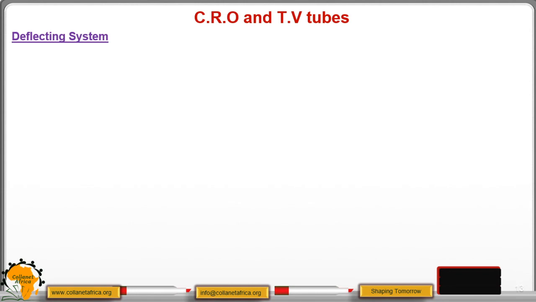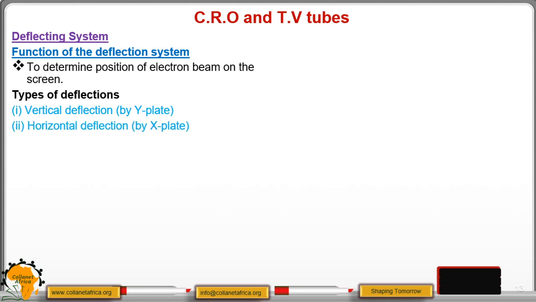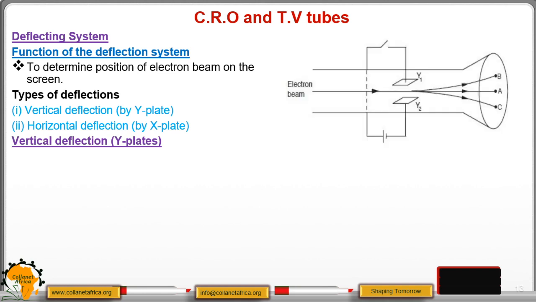Then from there we have the deflecting system. We have the functions of the deflecting system. 1 is to determine the position of the electron beam on the screen. For example, if you want them to hit at the top, you use the deflecting system. There are 2 of them: the vertical deflection that we call the Y plate, and the horizontal deflection that we call the X plate. We start with the vertical deflection, the Y plate.